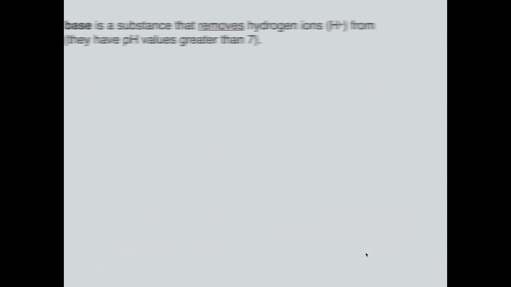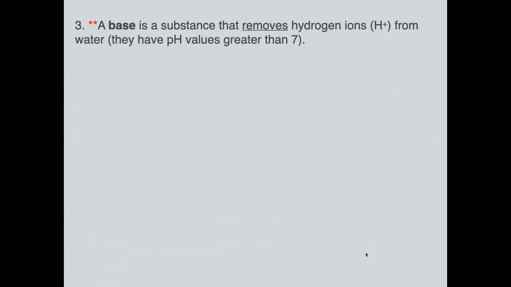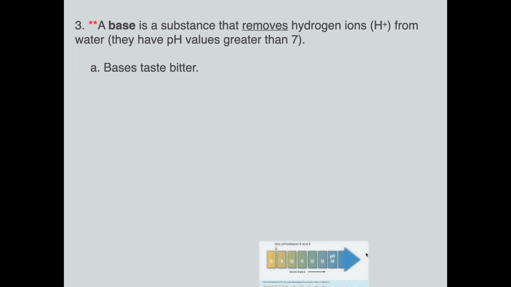Okay. So what about bases? Bases are substances that remove hydrogen ions. So they take hydrogen ions away, and they have pH values greater than 7. Just like I said, we had 6.99999, which could be a very, very, very weak acid. You could have something like 7.000001, and that would be a very, very, very weak base. It would be slightly basic, but still you get the idea. Bases taste bitter.